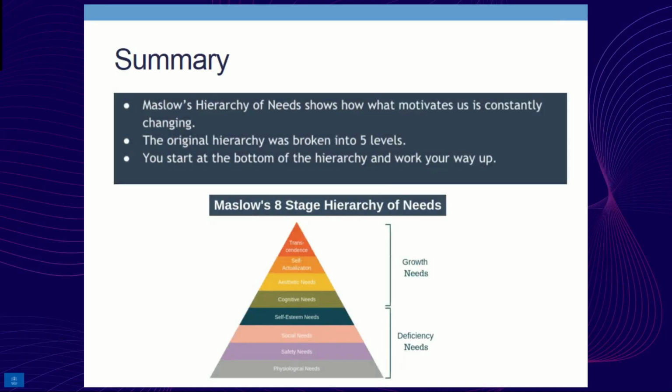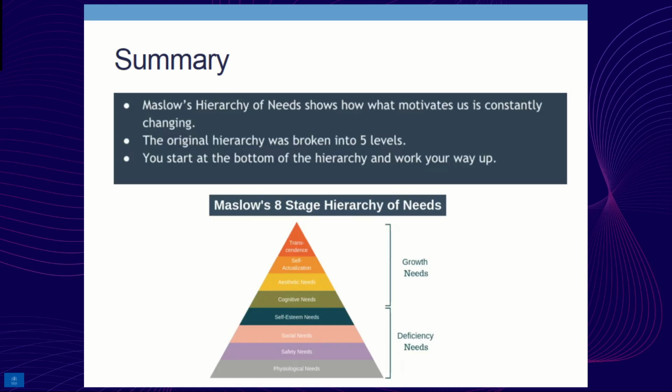In a short summary, Maslow's hierarchy of needs shows how what motivates us is constantly changing. This means that what motivated an employee last year will probably not motivate them this year. Maslow's original hierarchy was broken into 5 levels. A person starts at the bottom of the hierarchy. Only once needs at the bottom of the hierarchy have been met will that person be motivated by trying to meet their needs at the next level.